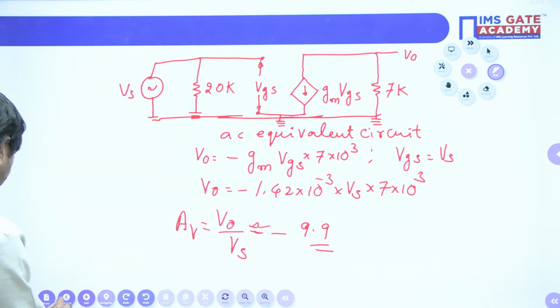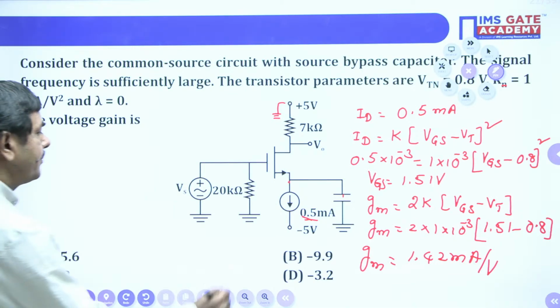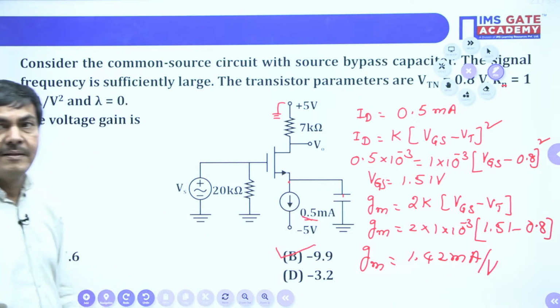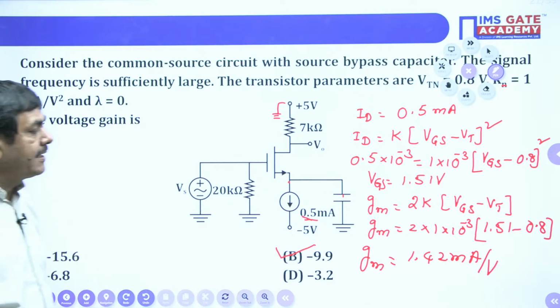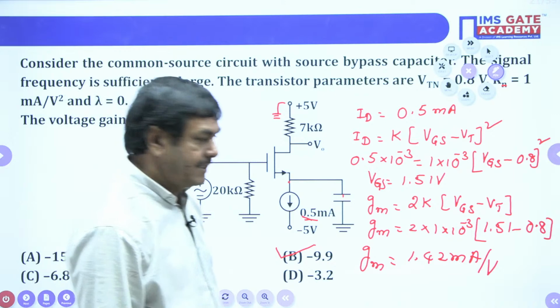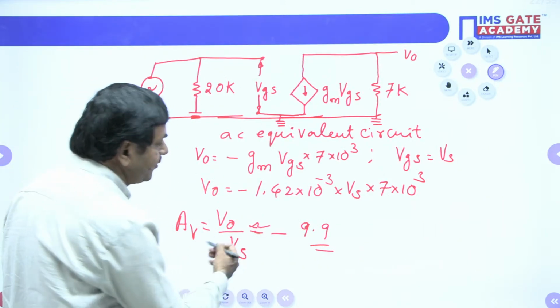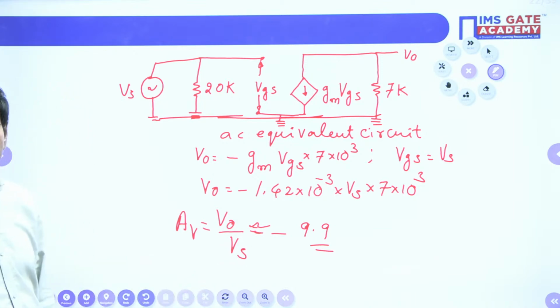In the options you watch it now, minus 9.9. So option B is 100% perfect in this problem. By using the DC analysis, we need to find the transconductance. By using the AC analysis, we get the voltage gain. That way we can tackle the question.